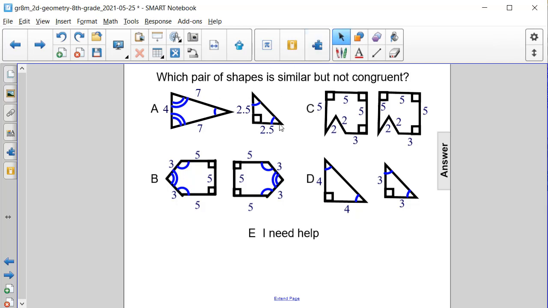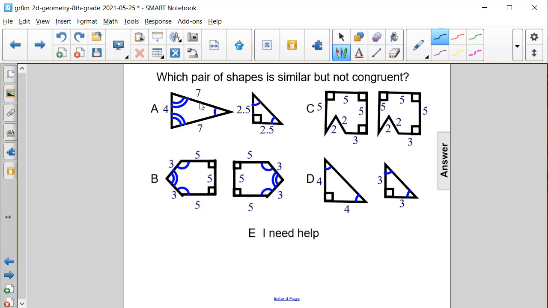Which pair of shapes is similar but not congruent? And we have these 4 answer choices to look at. All right, so if we look at answer choice A, we have an isosceles triangle, 2 sides of length 7 and a base of 4. And in our other one, we have a right isosceles triangle, and the legs have lengths of 2.5.